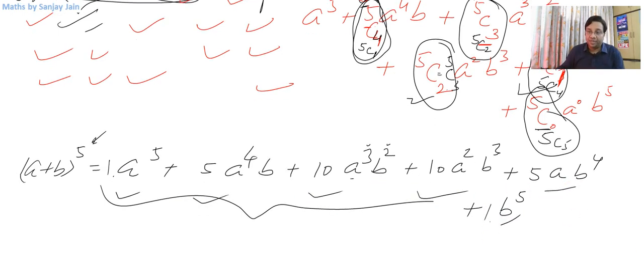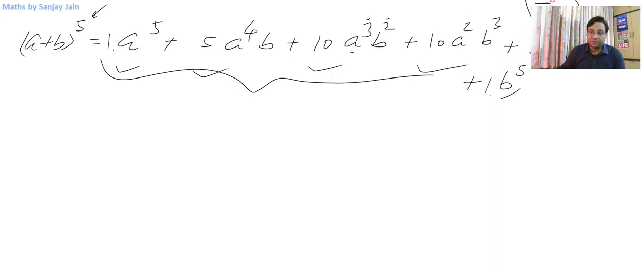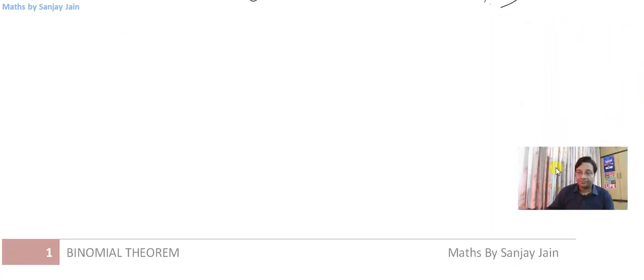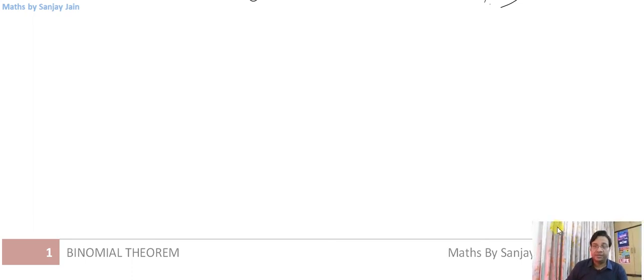There is a way to memorize these coefficients also, but first of all let us write the binomial theorem, or this formula for nth power. So what I'm saying is (a + b) raised to power n, where n is a natural number or positive integer. So how can I do that? How can I open this bracket?